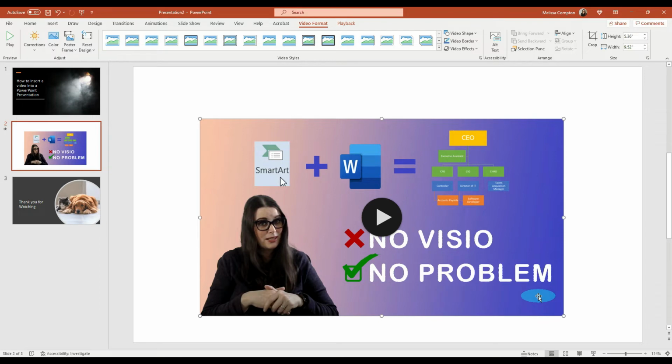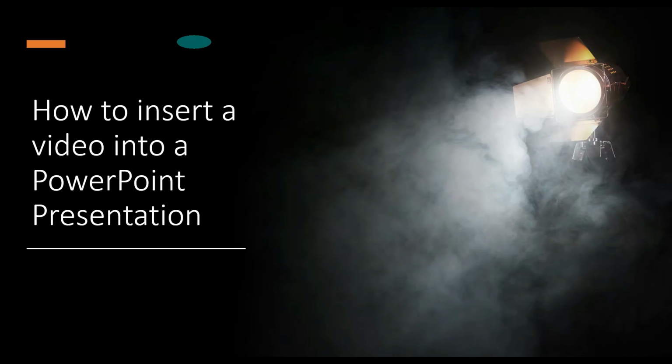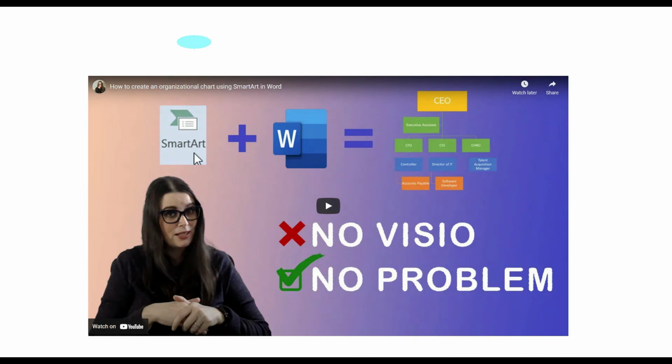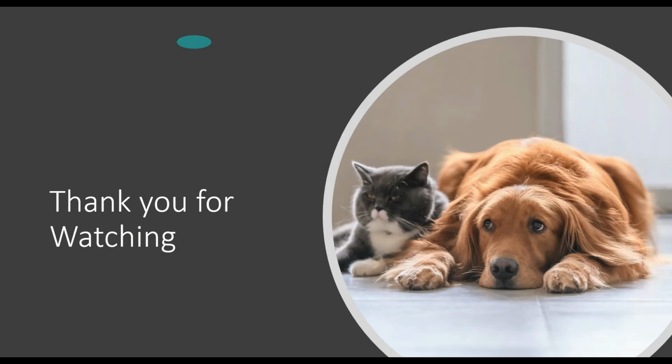Now what we want to do is tell it how we want it to begin playing. And we're going to do that by going to Playback. And if we look over at Start, we have three options: in sequence, automatically, or when clicked on. So let's go ahead and start with in sequence, and see what that looks like. I'm going to start it from the beginning of the presentation. Click, it brings up the video. Start it. And click again, and it takes us to the end.